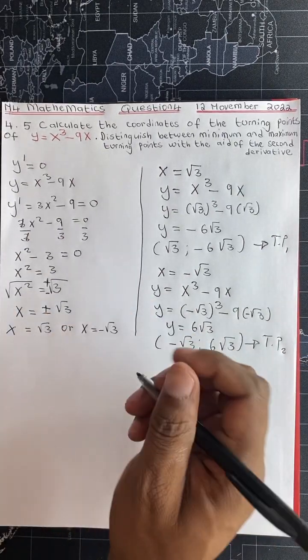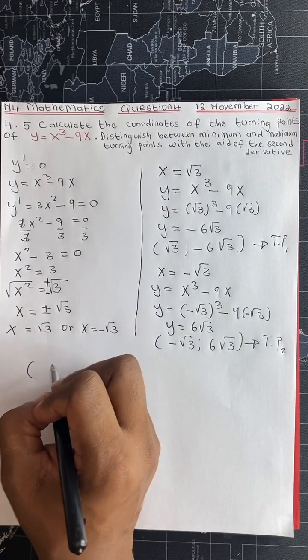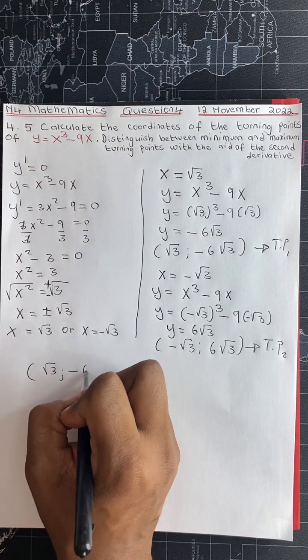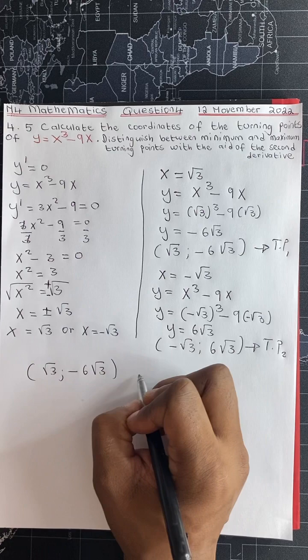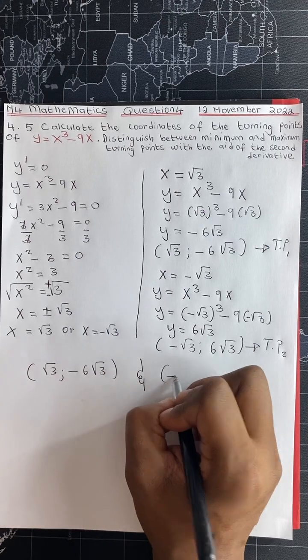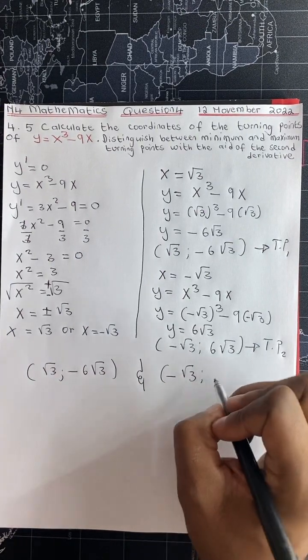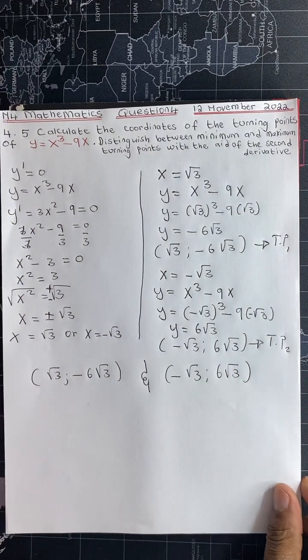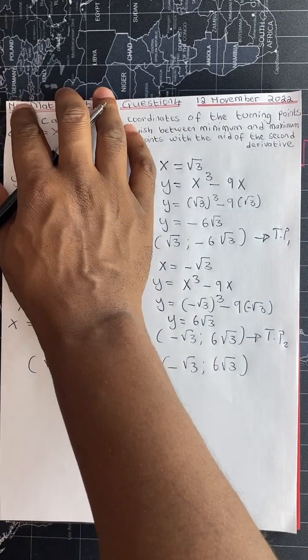So we can write this: we have the square root of 3 and negative 6 times the square root of 3, and negative the square root of 3 and positive 6 times the square root of 3. So we have dealt with the first part of our question.